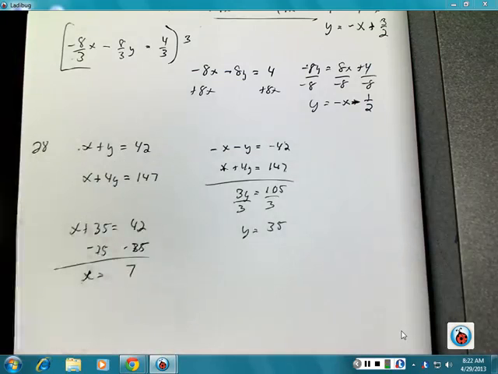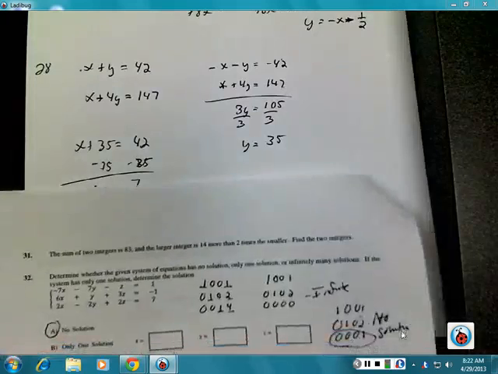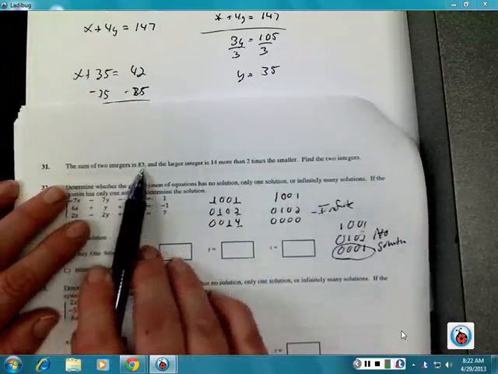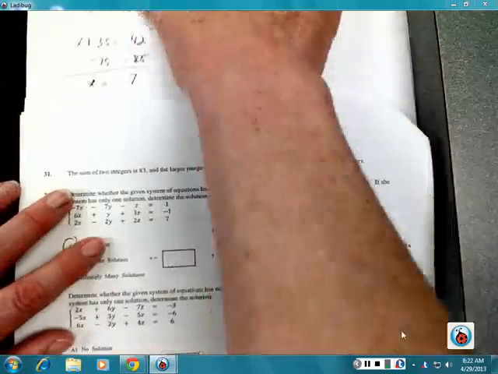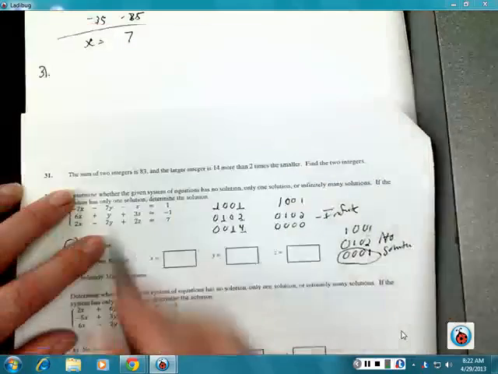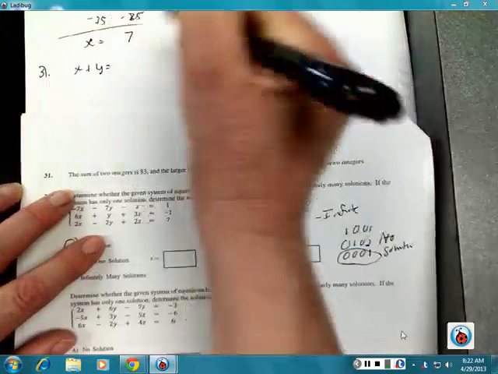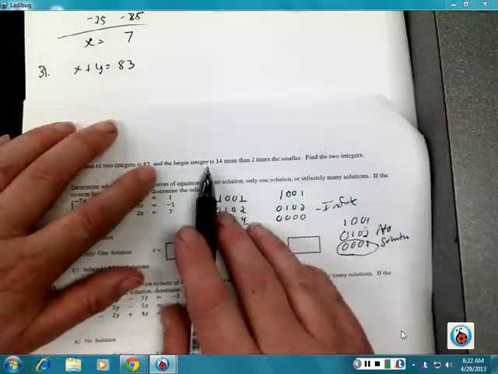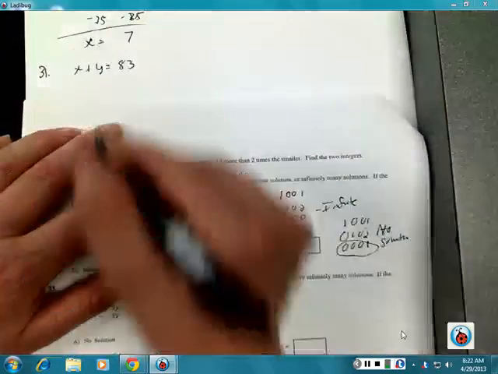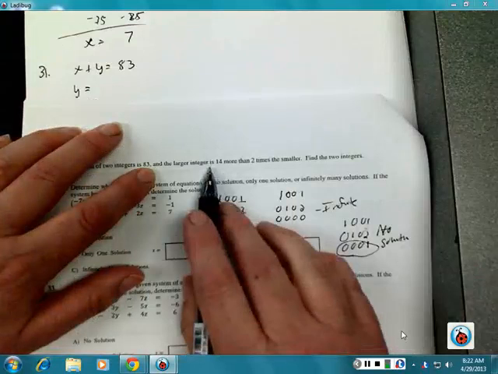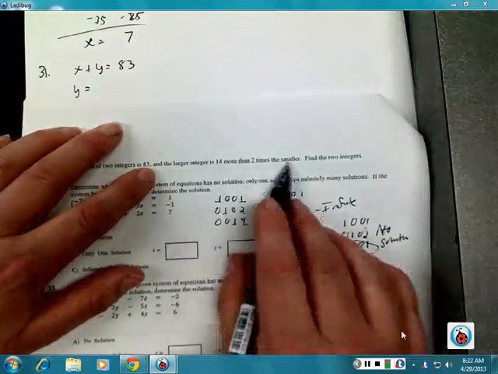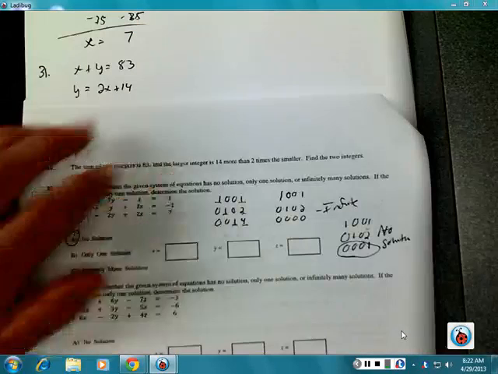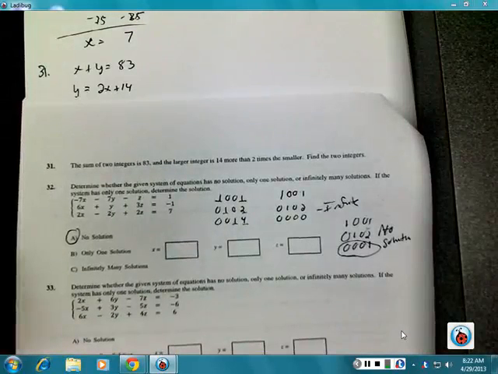31? We did not do 31, so let me get 31 up here so we can see what it looks like. It says the sum of two integers is 83. So that means I have x plus y equals 83. And then it says the larger integer is, so we're going to make y our larger integer, is always means equals 14 more than 2 times the smaller. So y equals 2x plus 14 will be my 2 equations. We okay with that part?